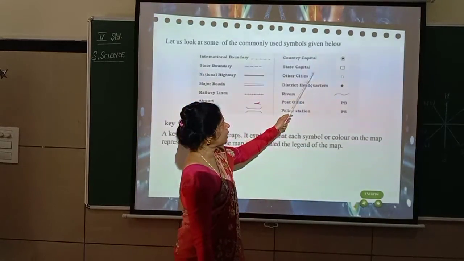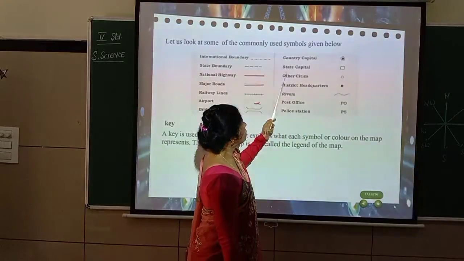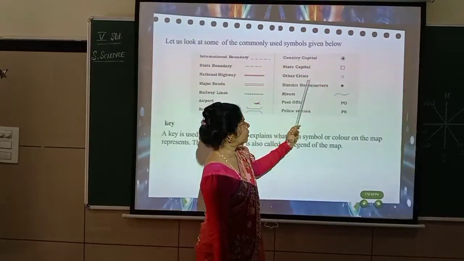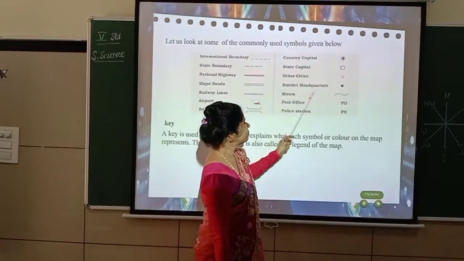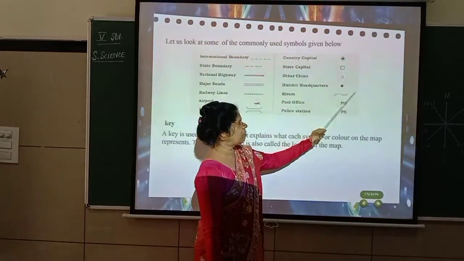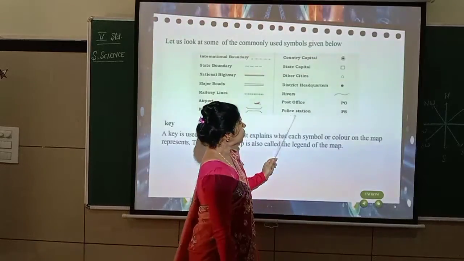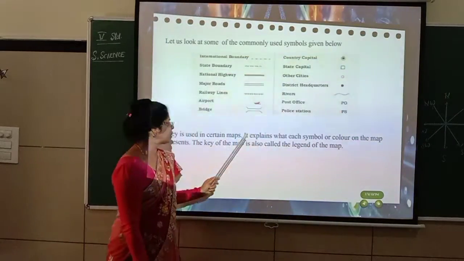Coming to country capital, you see that round with a big dot. State capital, square. Other cities, small round. District headquarters, fully solid round. Rivers, you can see the wave-like structure in blue color. Post office, PO is mentioned. Police station, PS is mentioned. So these are certain symbols you can see on the maps.